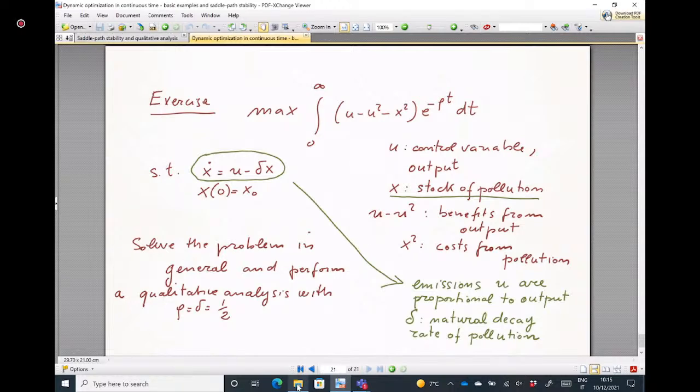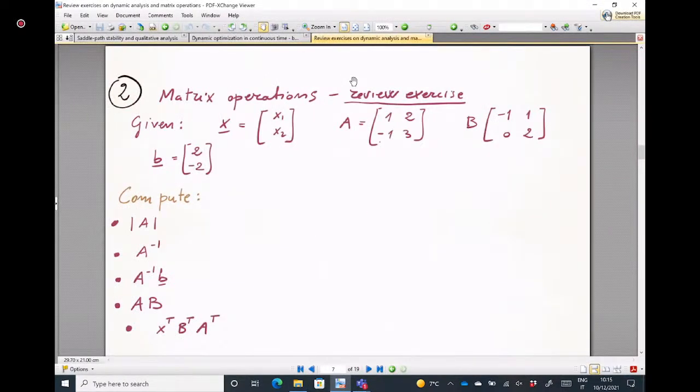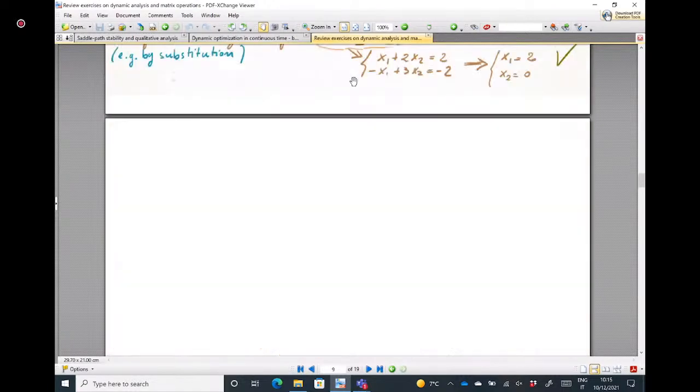Now, I want to show you a few review exercises. This was already the review exercise on matrix operations, seen yesterday.